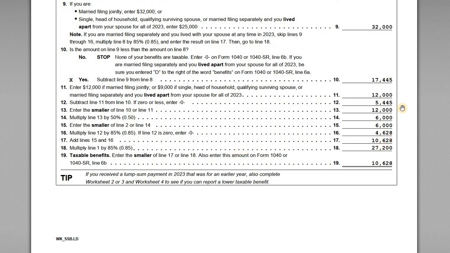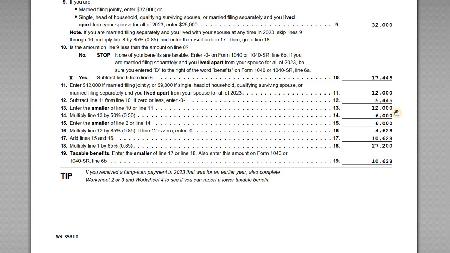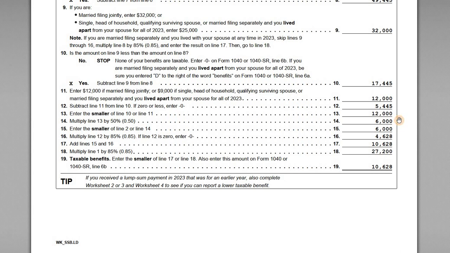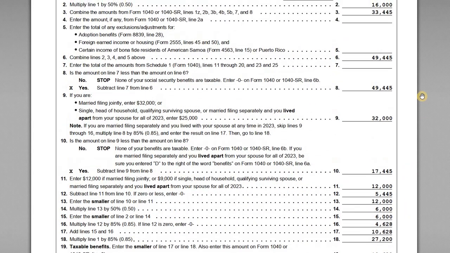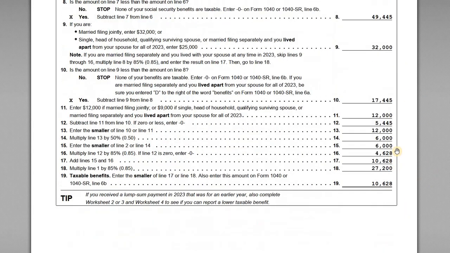Line 13, we enter the smaller of line 10 or line 11. Well, the smaller amount is going to be $12,000. So we enter $12,000 on line 13. Line 14 asks us to multiply the $12,000 by 50%, so we're left with $6,000. And then line 15 asks us to enter the smaller of line 2 or line 14. Well, the smaller is going to be the 6,000, right? So line 2 up here is 16K. This amount is 6,000, so we're going to enter the $6,000 on line 15.